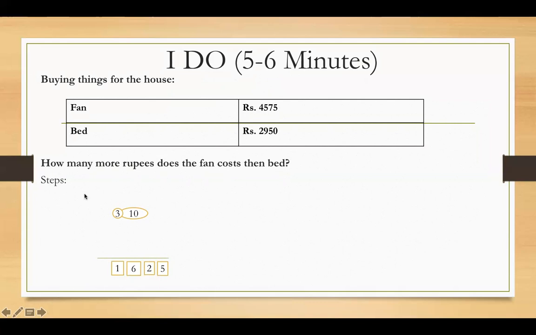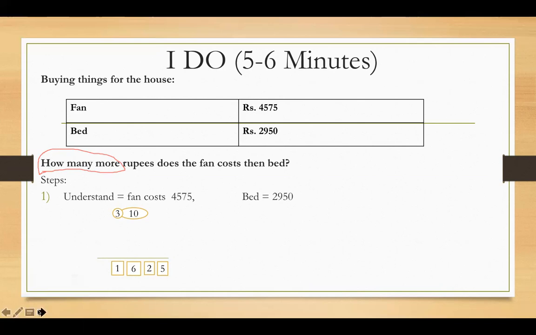So if you look at the keyword here, it is how many more. You have written in your notebook that how many more means you will do minus, you will subtract. So the cost of fan is 4,575 rupees and the cost of bed is 2,950 rupees.